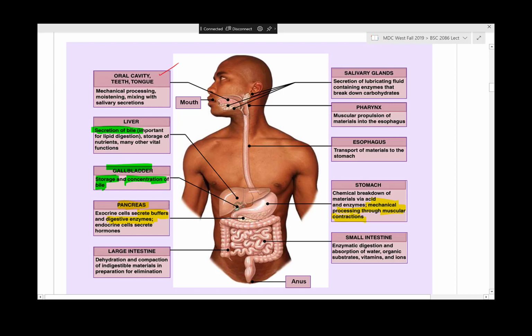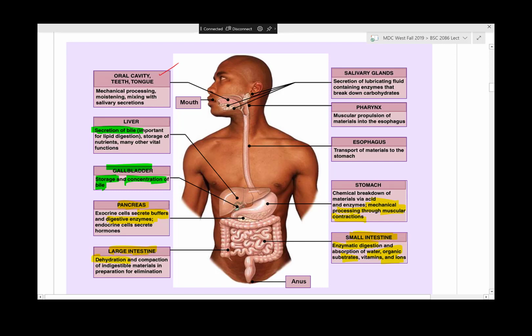From there, it moves to the small intestine. Once you go into the small intestine, you have, again, enzymatic action, and water, organic substrates, vitamins, and ions are going to be absorbed in here. Once all that happens, the food goes into the large intestine. The large intestine is the second part where your food gets dehydrated.